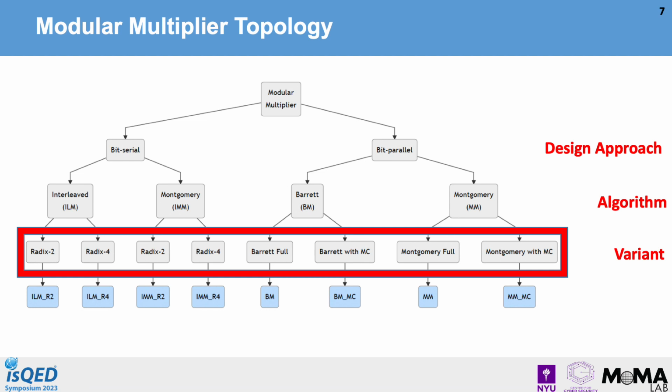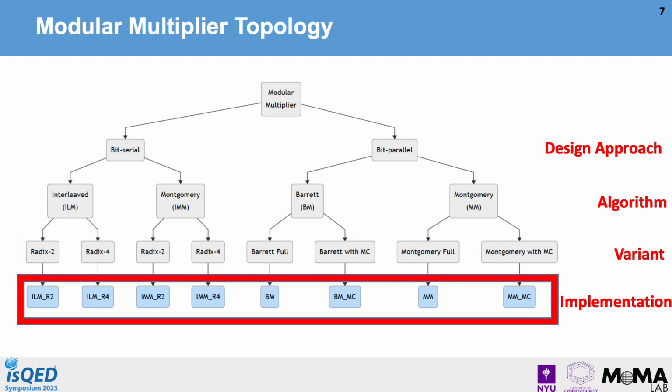Bit parallel designs are categorized into Barrett modular multiplication (BM) and Montgomery modular multiplication (MM). These two algorithms are also commonplace and widely used. In this study, we implement simple Barrett reduction and Barrett reduction with constrained modulus. Same thing for Montgomery as well. Because polynomial multiplication restricts the modulus to the form q equal to 1 mod 2n, using this constraint, we can further optimize the bit parallel design. The last row shows the name of the implementation used in this study.